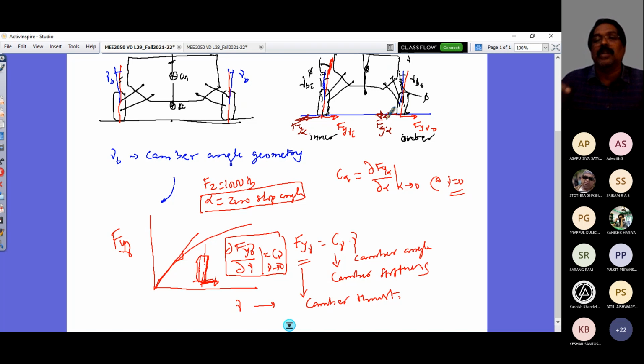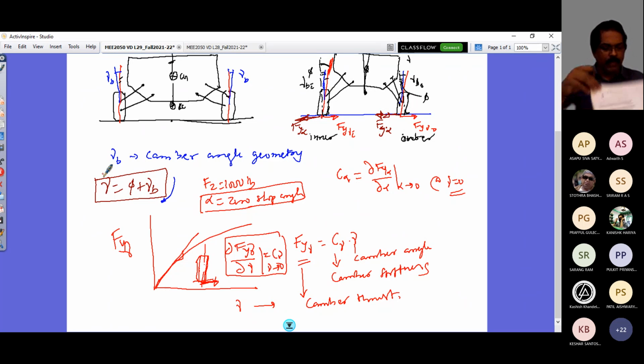Rather, we are going to focus on an important aspect. What would be the effect of this camber change? Now the camber has changed. Gamma B is now changed. How? The total camber now is how much? The total camber is now the roll camber plus this. So I have this phi plus gamma B as my total camber.